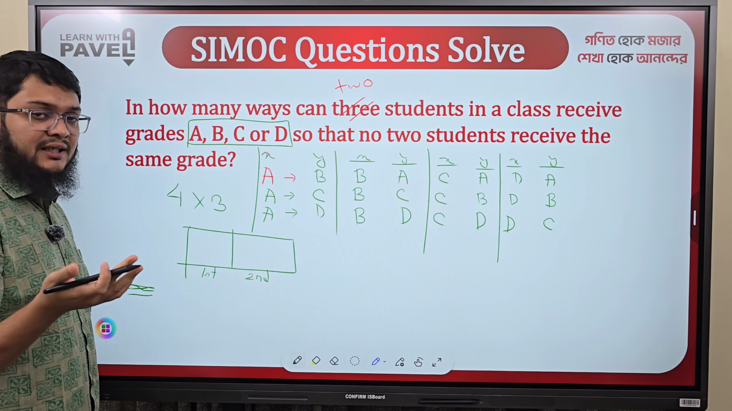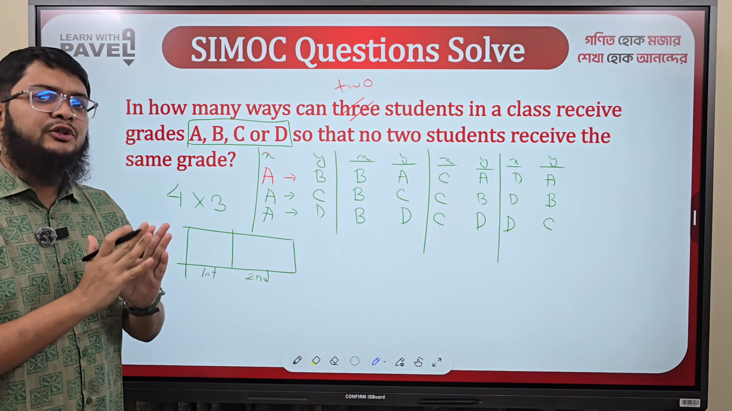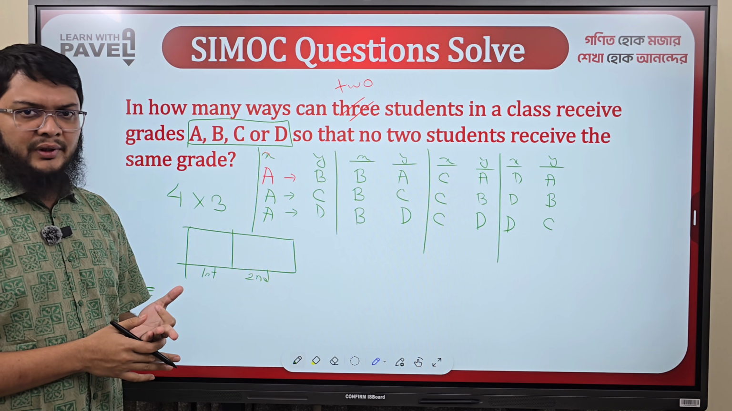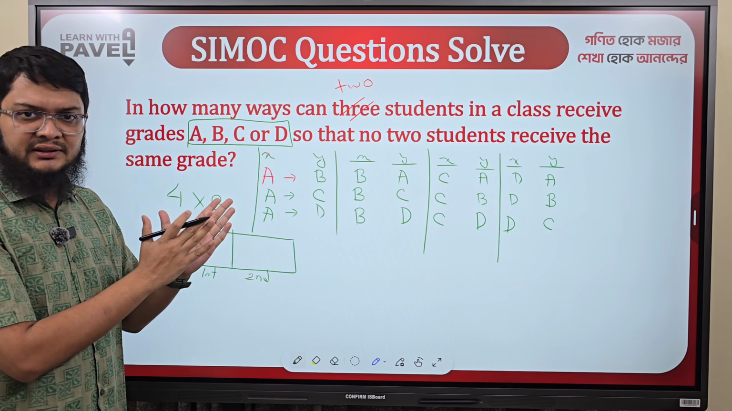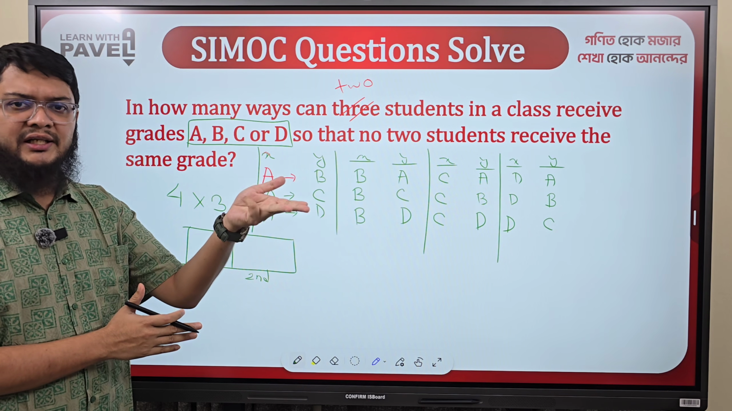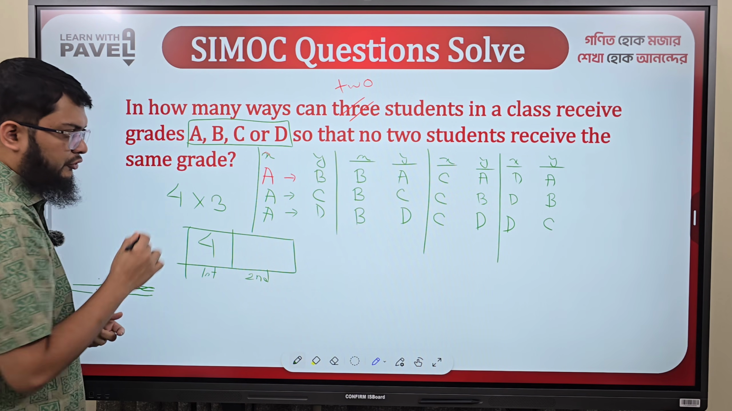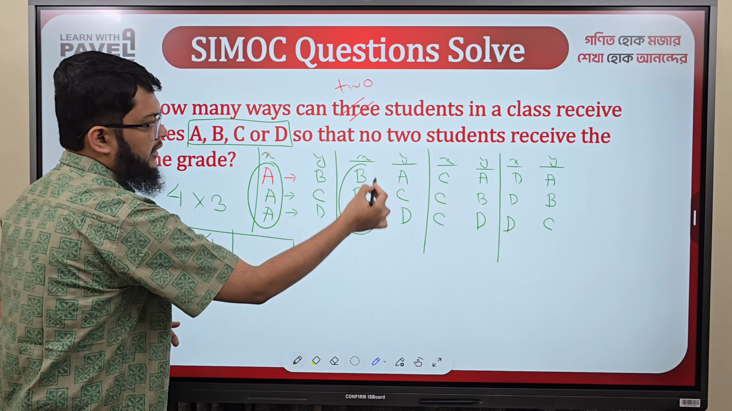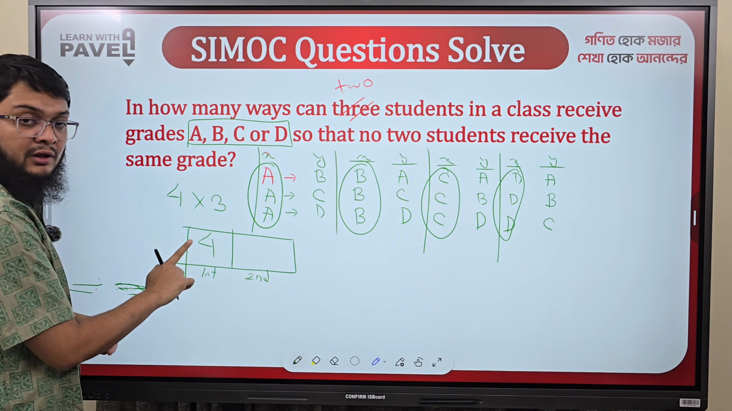So how many possibilities are there for the first student? Now you see that the first student is not dependent. He can get any grade. Because we are considering the first student first, he can receive grade A, grade B, grade C, or grade D. Any grade is available for him. So how many options are there? 4. You see, at first we have considered grade A, grade B, grade C, and grade D. So how many options for him or her?